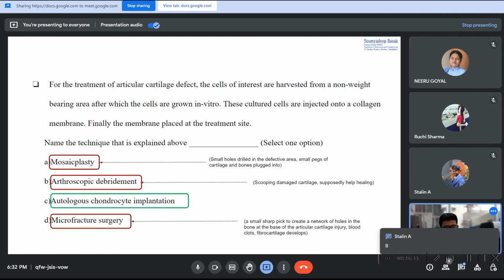It is autologous chondrocyte implantation, right? Remember, we are taking the cells out, culturing them, and putting them with the collagen membrane and placing it. It is a chondrocyte implantation.